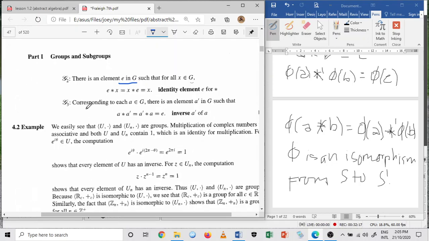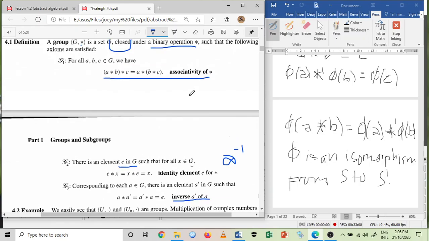And third, corresponding to each element A in G, meaning for every element A in G, there is an element A prime. We can find A prime. Some books denote it as A inverse, and this time we call it A prime. An element A prime also in G such that A operation A prime is equal to A prime operation A equals the identity element E as defined in the second condition. We call A prime the inverse of A.